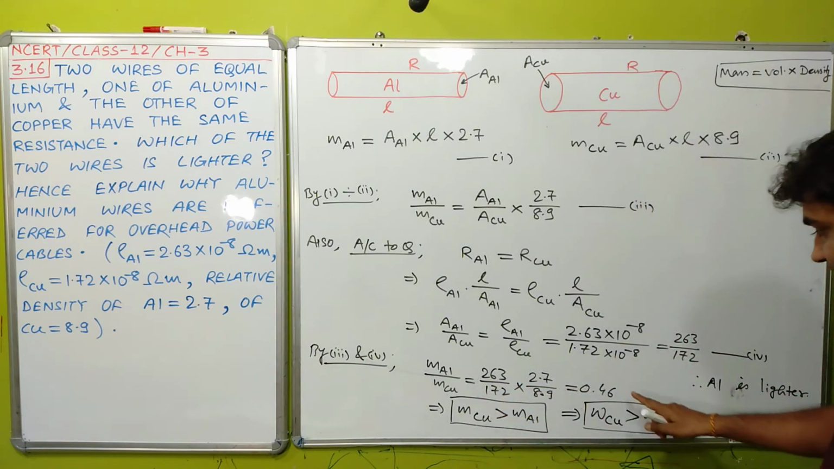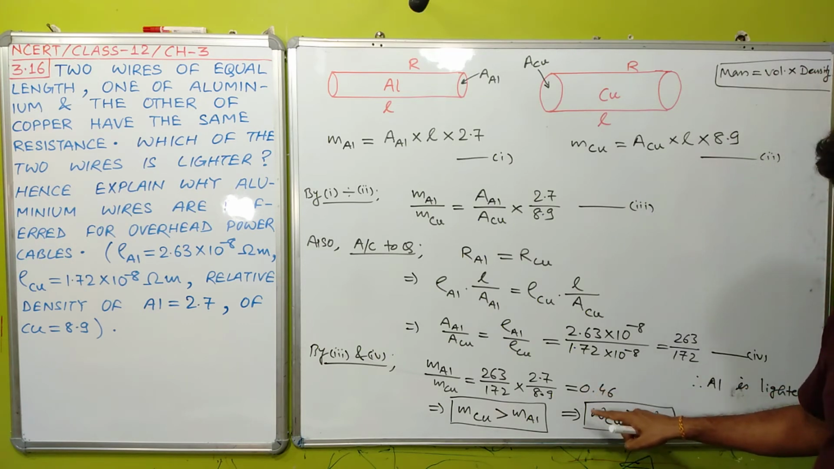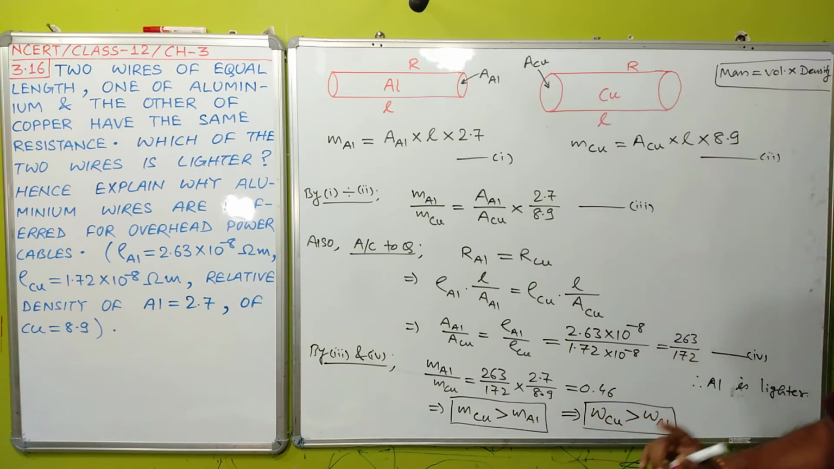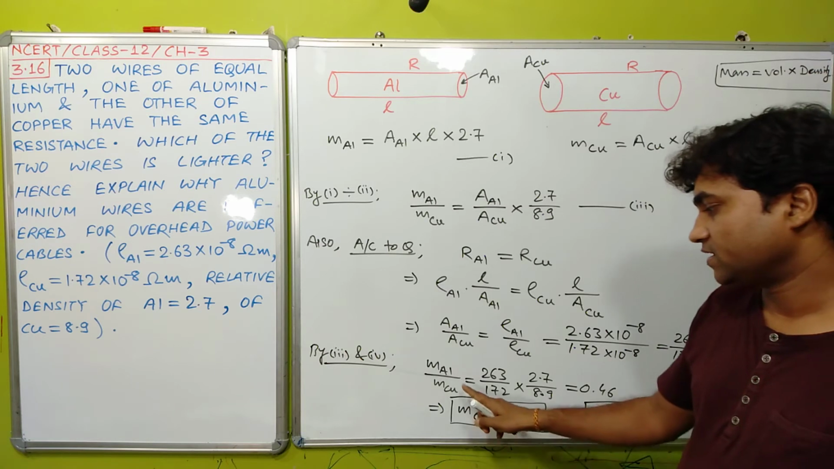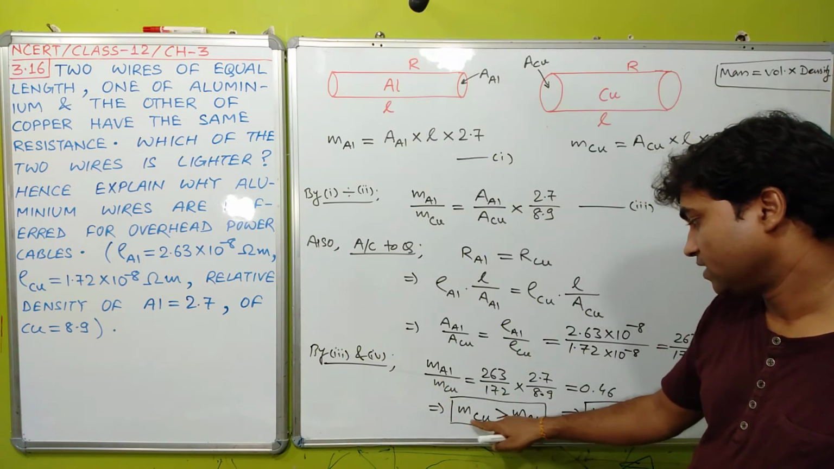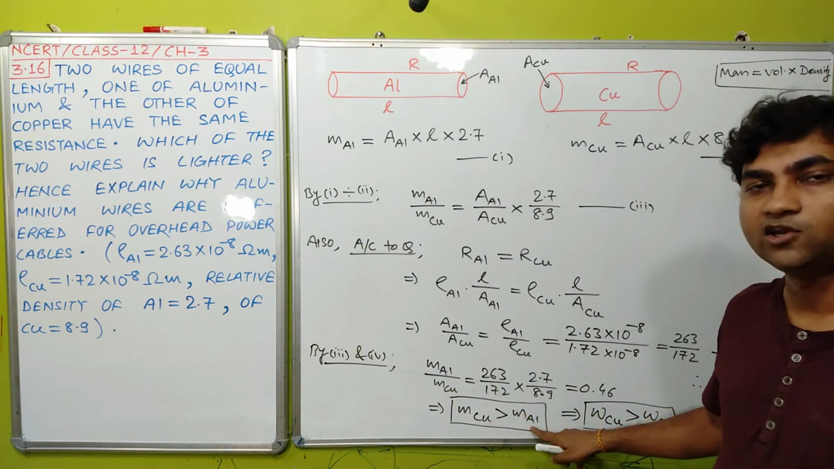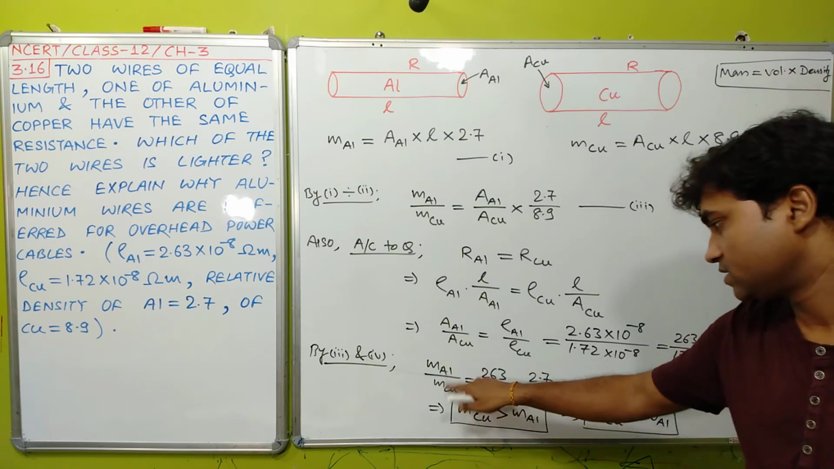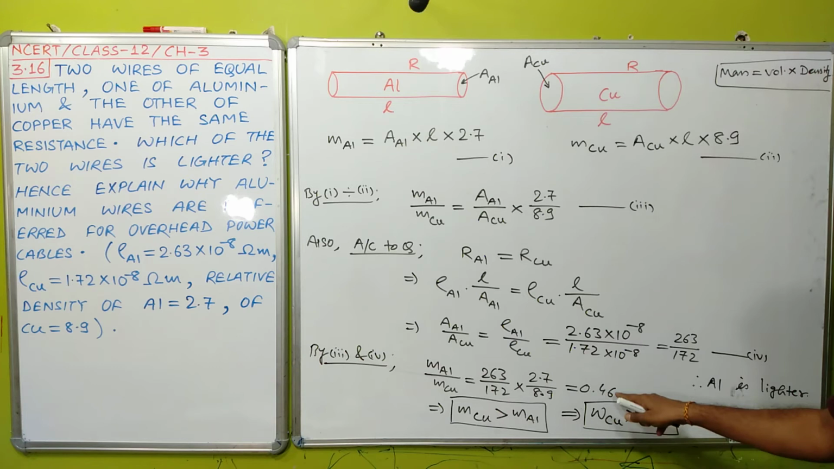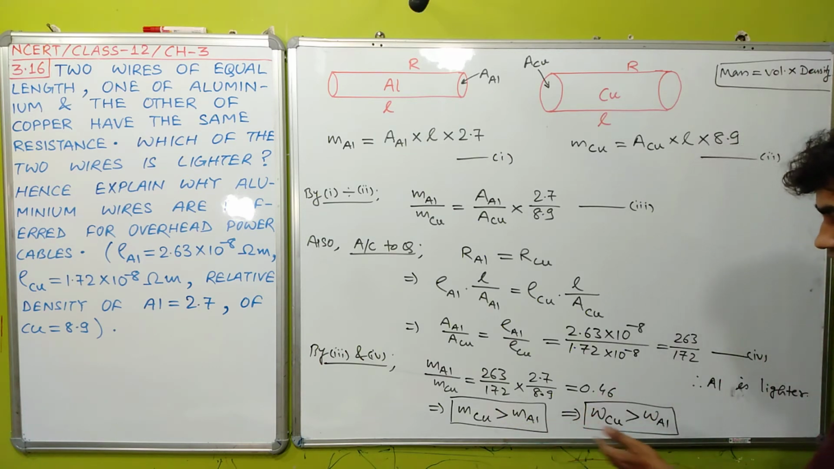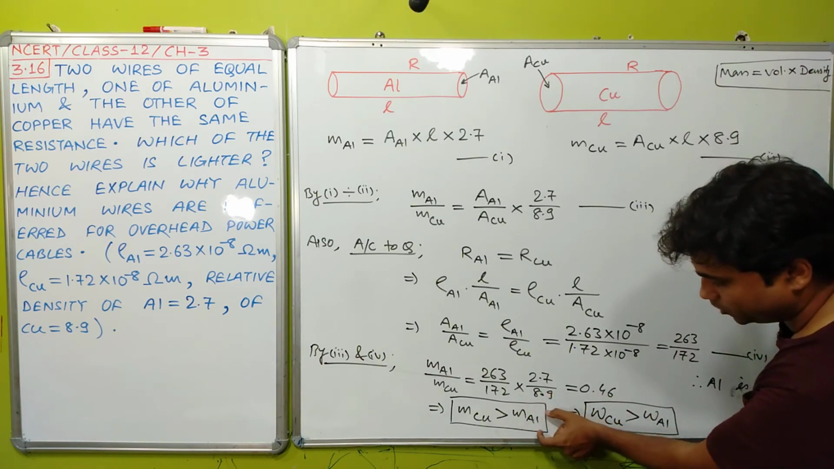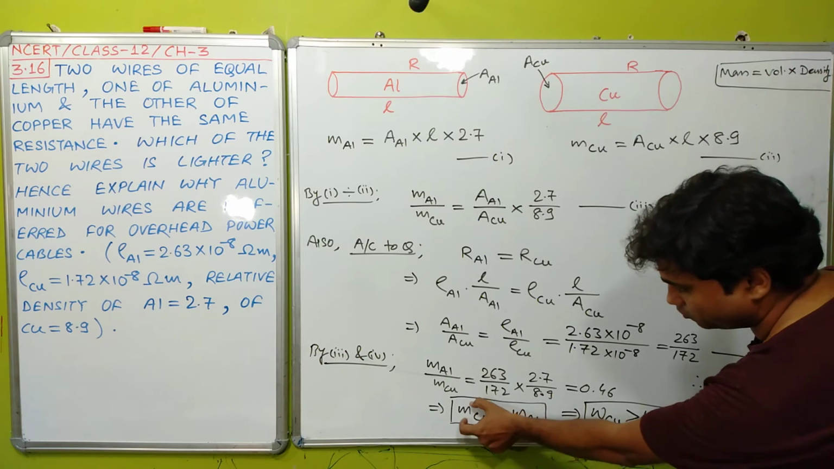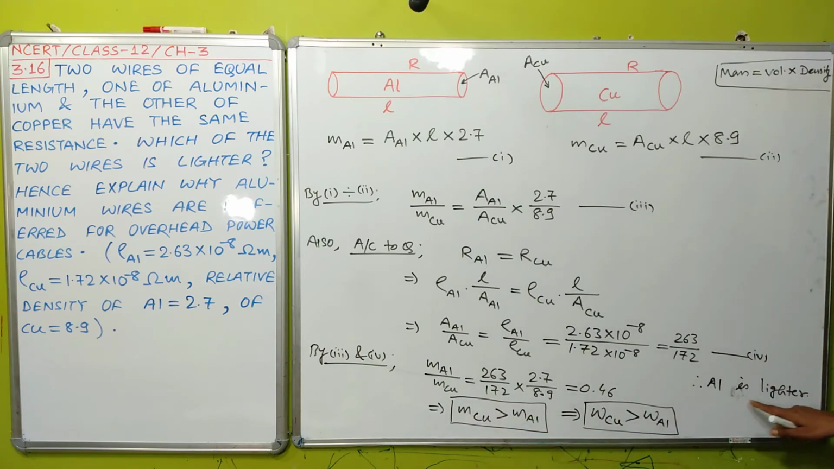Student, you can see that this value is less than 1. 0.46 means less than 1. It means, student, certainly the value of mass of copper will be greater than mass of aluminium. Obviously only in this situation will this ratio be less than 1. So in another way, the mass of aluminium is less than the mass of copper, and so aluminium is lighter.